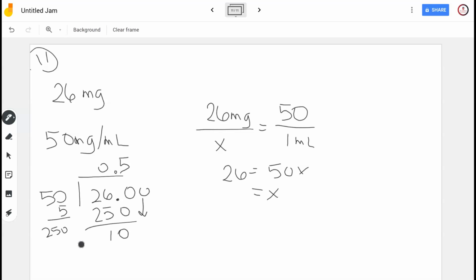Add another 0, drop that down. How many times does 50 go into 100? It goes in twice. So you're going to give that patient 0.52 mLs of Benadryl.